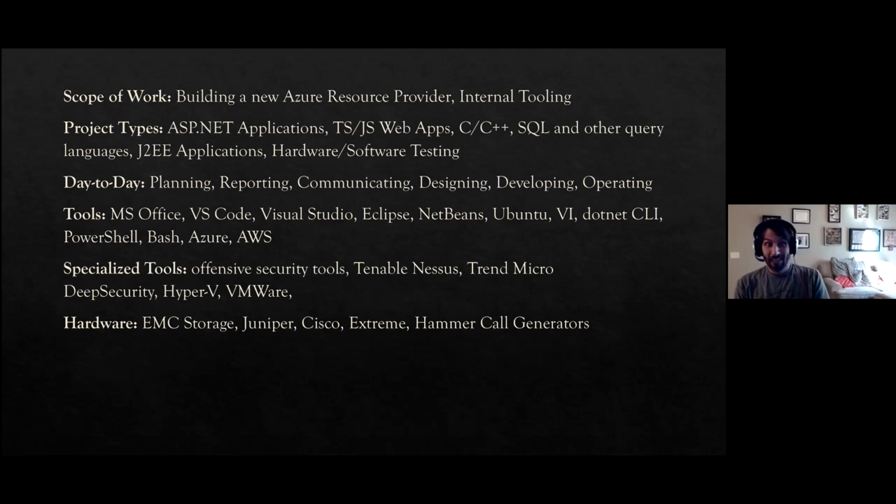What do I do day to day? Planning, reporting, communicating, designing, developing, and operating. So basically, at a principal level, it's a little bit different than an entry level. Early in my career, there was much more day-to-day developing or operating. As you move up the stack in seniority or experience, you start to see bigger patterns and bigger things.